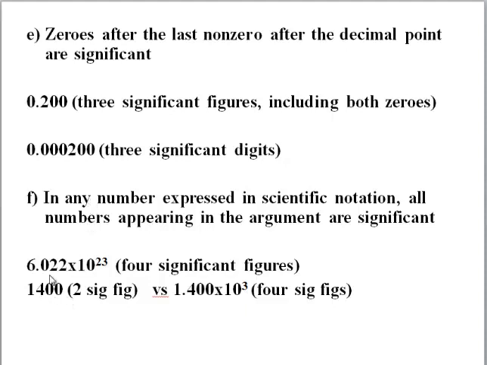This rule means that if this number 1400 is written this way, it has 2 sig figs, the 1 and the 4, as we've seen before. But if the number is written this way, 1.400 times 10 to the 3, the 4 numbers in the argument are all significant figures, and this number has 4 sig figs.